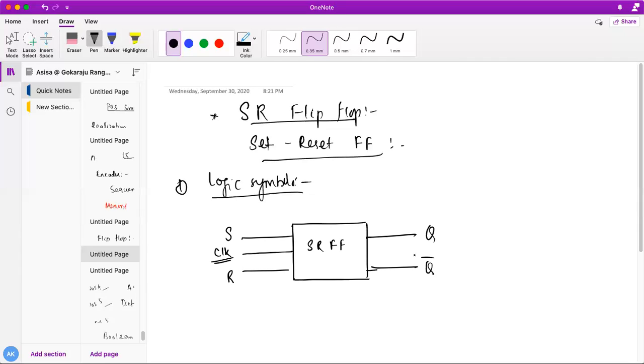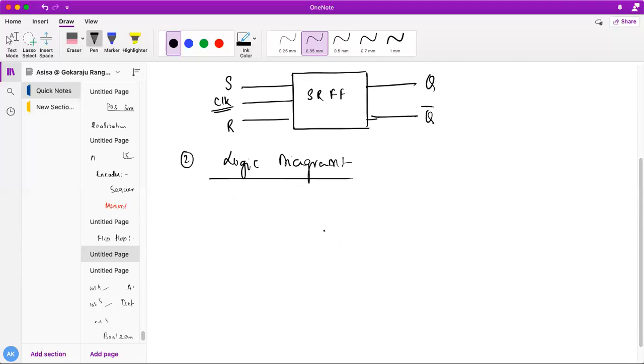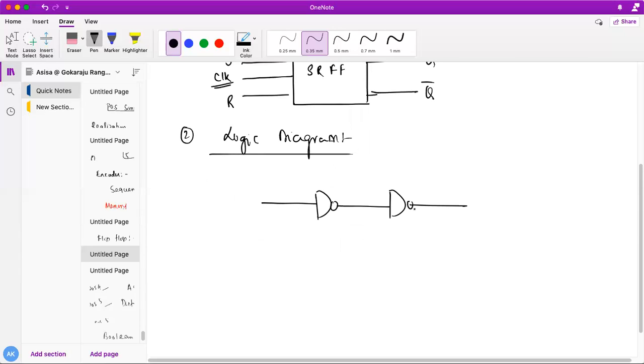Next, after the logic symbol, we are going to study the logic diagram. The logic diagram, whatever we have done till now, is actually the set reset logic diagram design, but the extra thing here is the clock pulse. The basic logic diagram is like this. We have seen this one already. It has 4 NAND gates. So this is my SR latch.